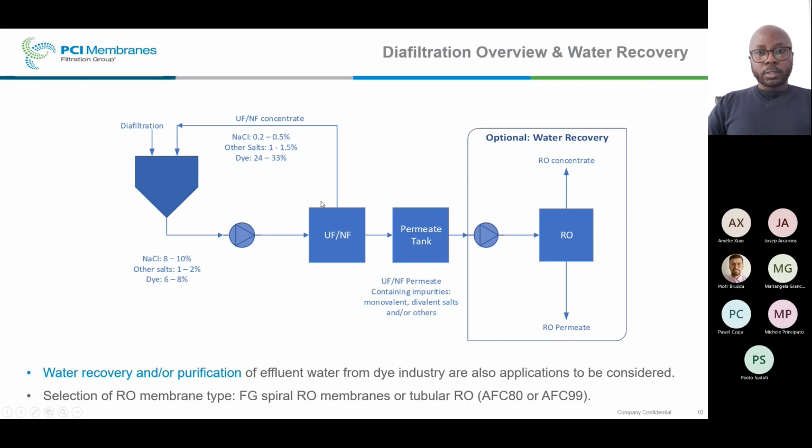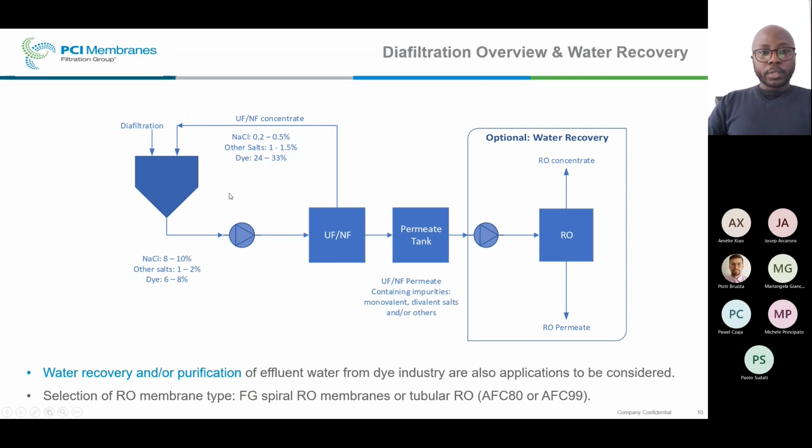So this part of the presentation is to give you an overview of the dye filtration process. Obviously you have the reactor or the feed tank, in which case you have a solution of the dye that has got between 8 to 10% of salt, sodium chloride. There is also the presence of other salts within 1 to 2%. And then the dye content is between 6 to 8%. So most importantly, the requirement is to reduce the salt as much as possible within the final product.